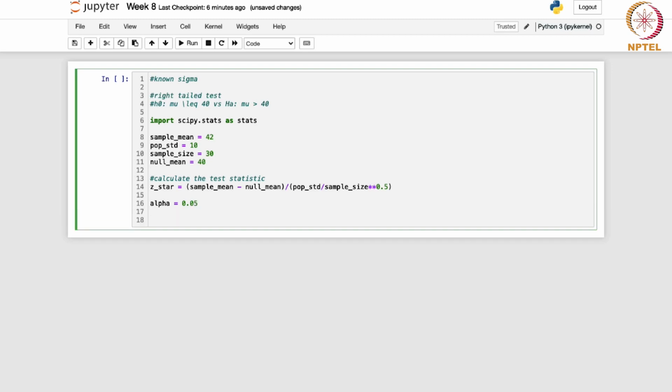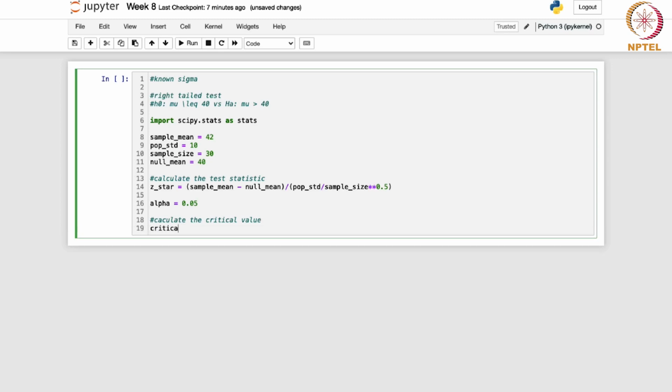Now you could calculate the critical value if you are using the rejection region approach. Calculate the critical value for the right tail test. So this one would be critical underscore value equals stats.norm.ppf. We are finding the critical value using this percent point function, which is the inverse of the cumulative distribution function for the standard normal distribution. So here we write 1 minus alpha.